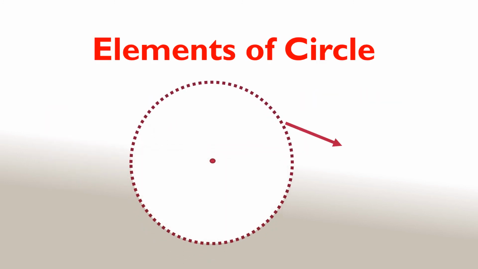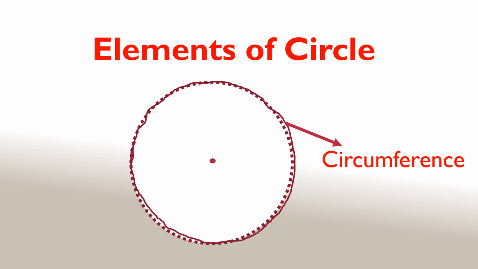Now children, let us see what is the circumference of a circle. Suppose you take a thread and start wrapping round the circle so that the thread reaches the starting point once again, and if you cut and measure the length, you will get the perimeter of the circle or the boundary of the circle. This boundary of the circle or the perimeter of the circle is known as circumference of the circle.